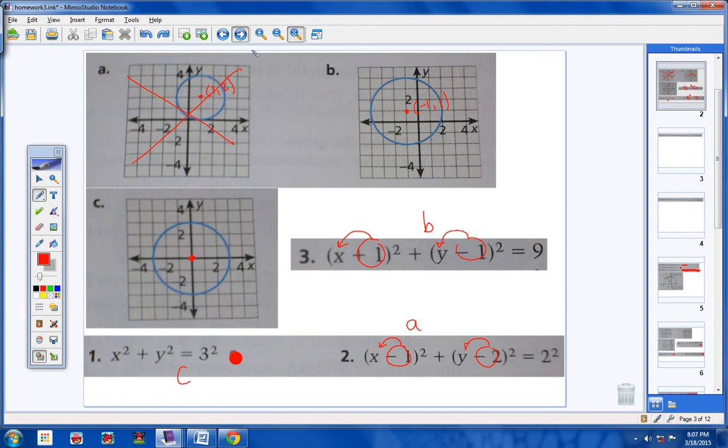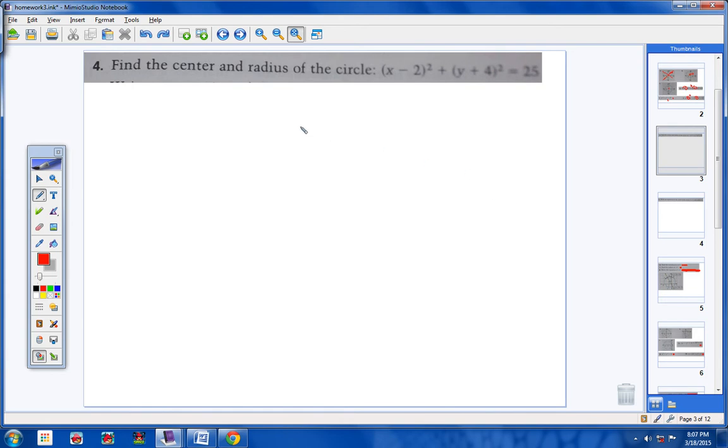Alright, let's move on now to number 4. Find the center and radius of this circle, okay? Well, first of all, the center would be, change the sign of this number, positive 2. Change the sign of this number, negative 4. So there's the center. Now, the radius is this number over here, written with a power of 2.